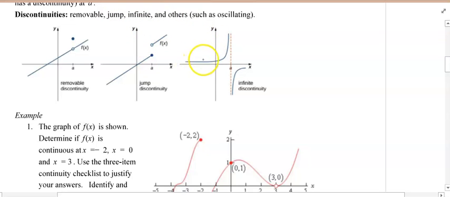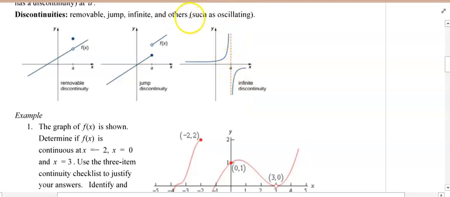And then infinite discontinuity is when we have a vertical asymptote. Infinite discontinuity can be from either side. As long as the function value is going to positive or negative infinity, that's called an infinite discontinuity.